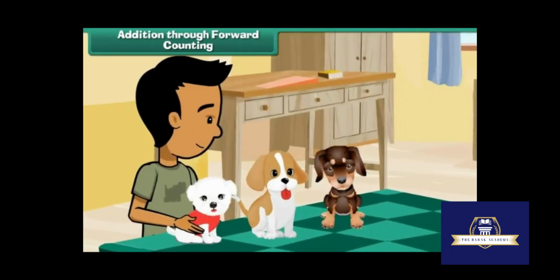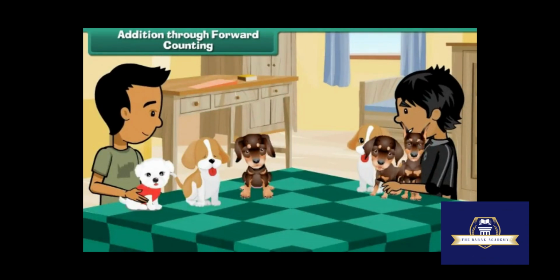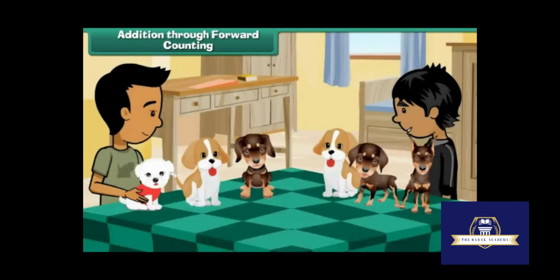Ravi has 3 puppies. His cousin gifts him 3 more. How many puppies does Ravi have in all? Let us count ahead of 3 because Ravi has 3 puppies already. 4, 5, 6. Therefore, Ravi has 6 puppies.